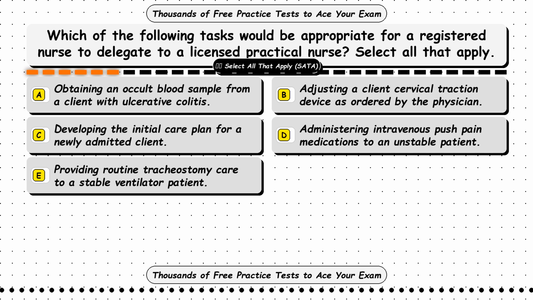Question 118. Which of the following tasks would be appropriate for a registered nurse to delegate to a licensed practical nurse? Select all that apply. Option A. Obtaining an occult blood sample from a client with ulcerative colitis. Option B. Adjusting a client's cervical traction device as ordered by the physician. Option C. Developing the initial care plan for a newly admitted client. Option D. Administering intravenous push pain medications to an unstable patient. Option E. Providing routine tracheostomy care to a stable ventilator patient.